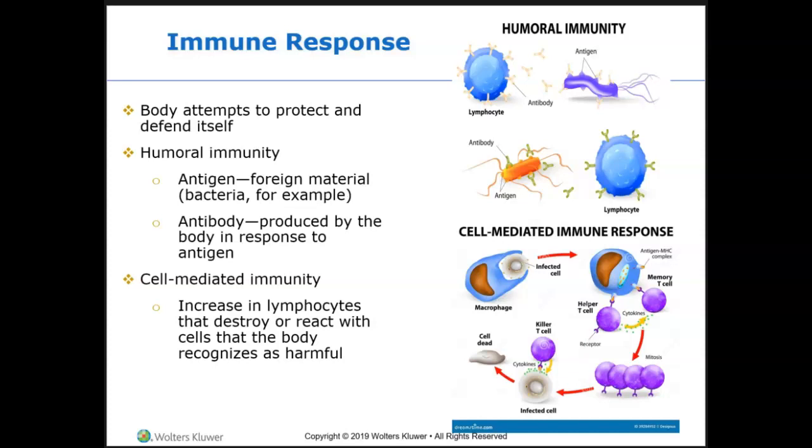Okay, humoral immunity is when there is an antigen, foreign material, bacteria, for example, that comes into the body. So you have this pathogen that enters the body through the broken skin or however it enters, right? And then your body recognizes this pathogen as foreign, and it will produce a copy of this antigen, and this copy of the antigen is called an antibody, right?